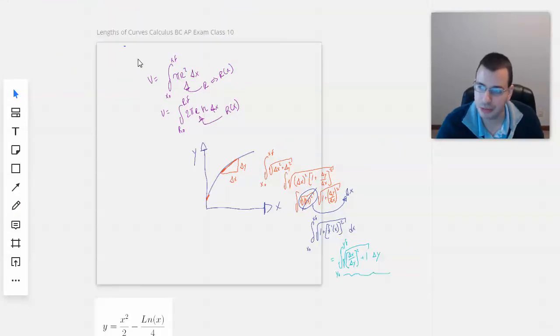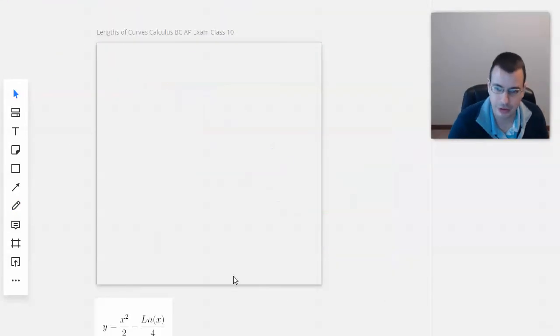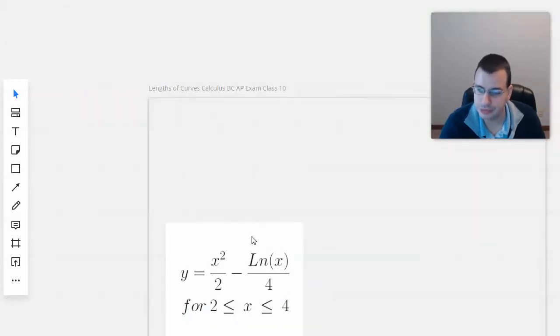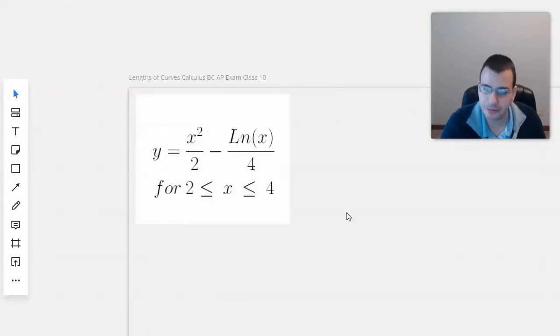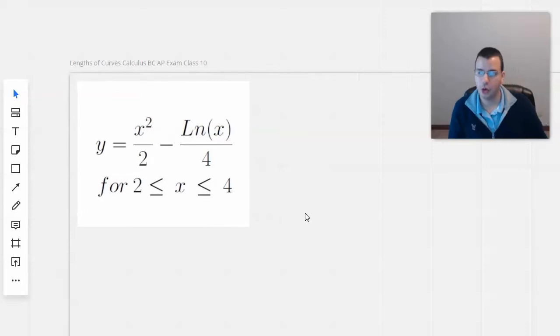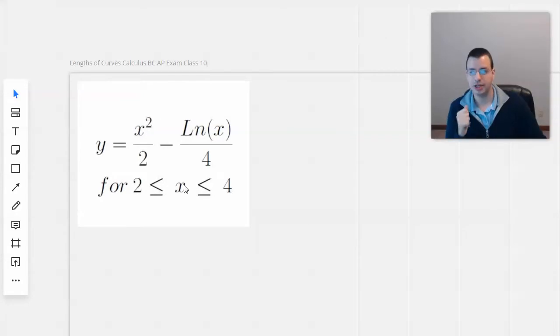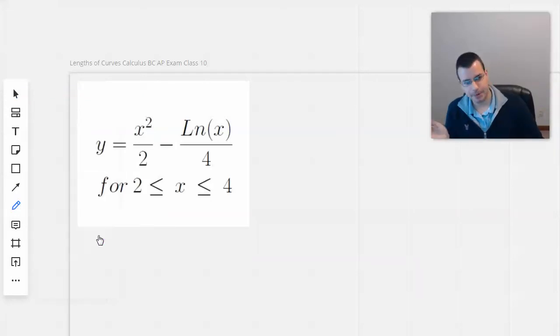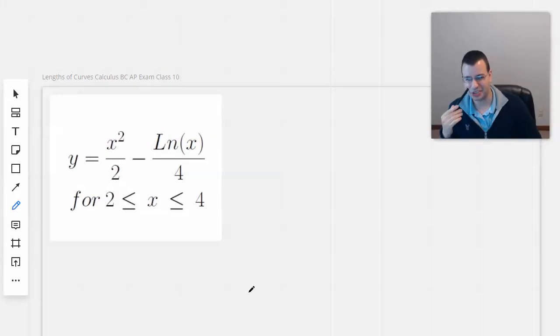Okay, so now that we have this formula, let's do a few problems. All right, so we are given y equals x squared over 2 minus natural log of x over 4, and this is the curve, and we are going to solve this for 2 is less than or equal to x, less than or equal to 4. And your first thought is, well, let's draw a picture.